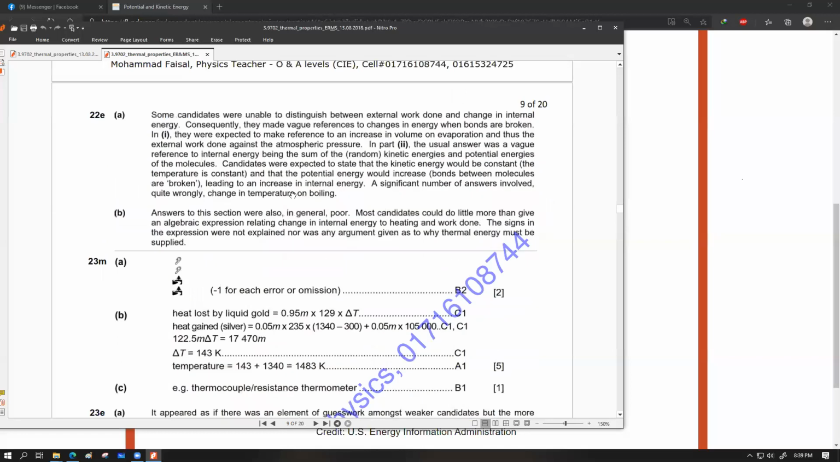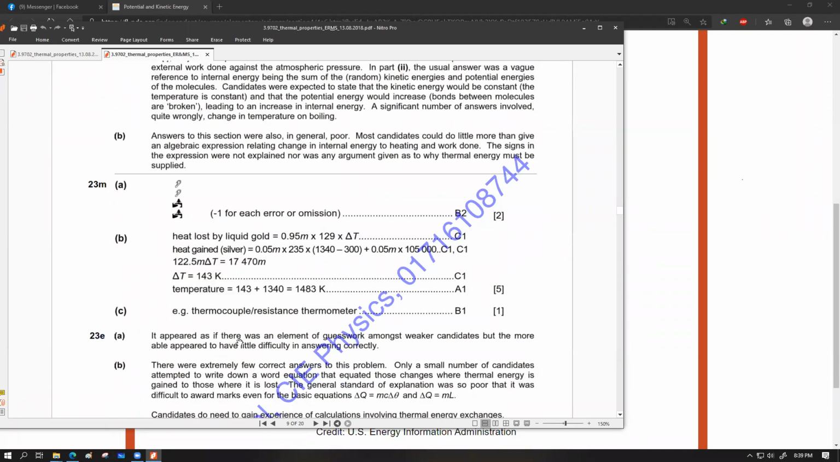As for the mark scheme, oh, these are weird symbols. These two should be blank, and the lower two should have a tick. It appeared as if there was an element of guesswork amongst the weaker candidates, but the more able candidates had little difficulty answering this question. Okay, just correct your marks, or I mean, I don't know how to correct this on an image. Actually, I can. I might change it in the later versions.